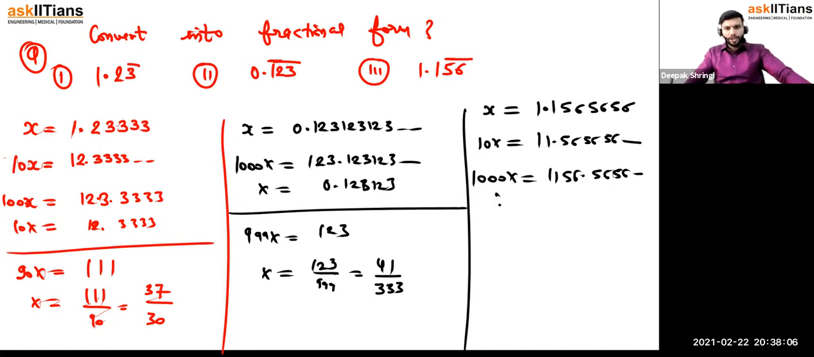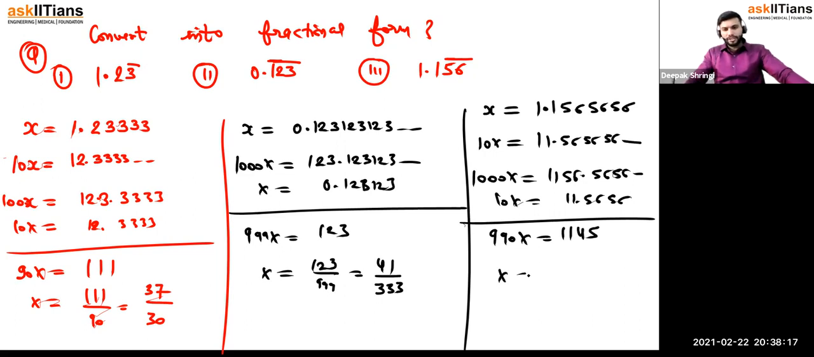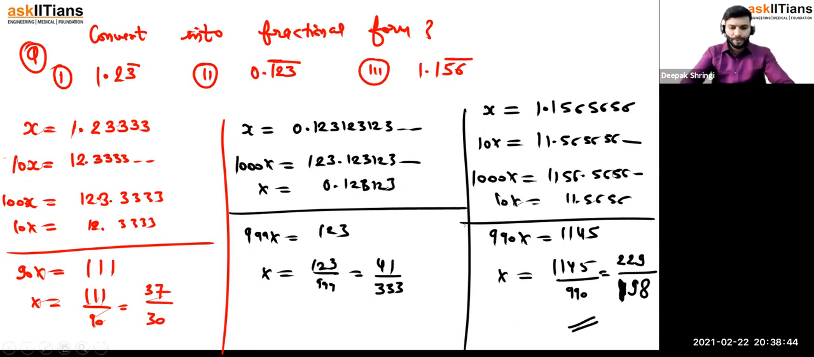1156.5656 and so on. And what is your 10x? It is 11.565656. If you subtract, guys, you get 990x equals 1145, right? So x is equal to 1145 by 990. It is divisible by 5, both of them. Sorry, you are dividing by 5, so I think it's 229 by 198 only. Okay, fine, that's your answer. Got it? Simple? Chalo.